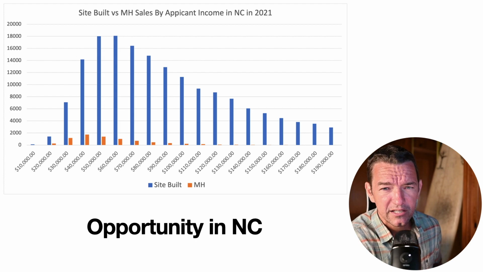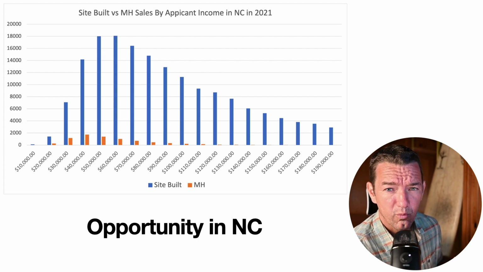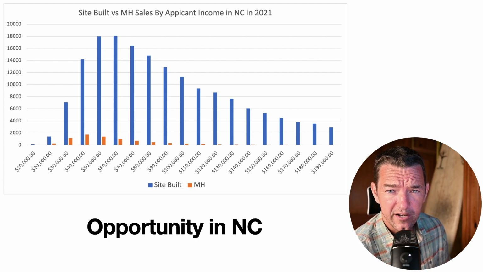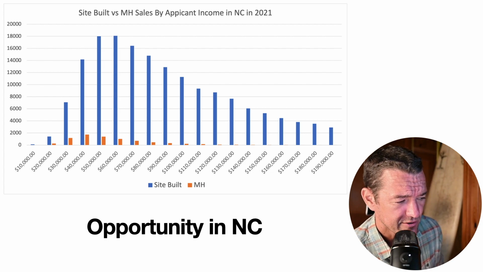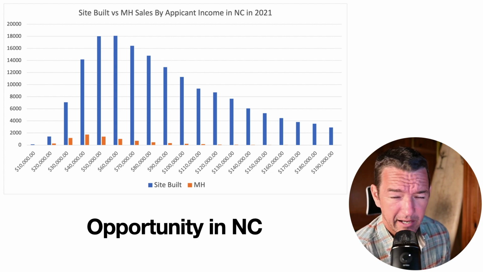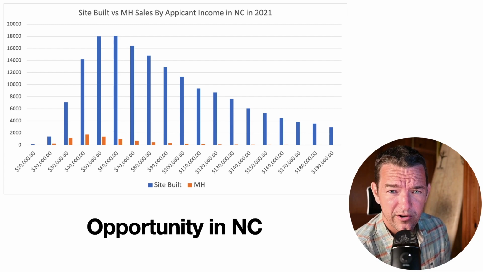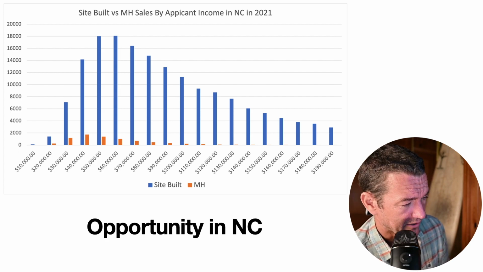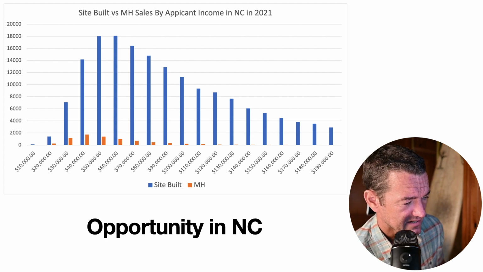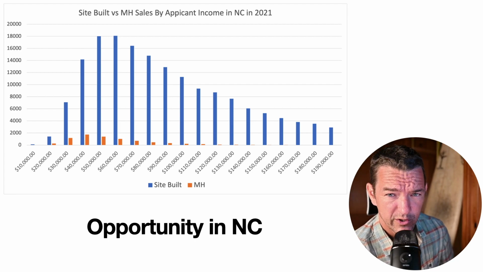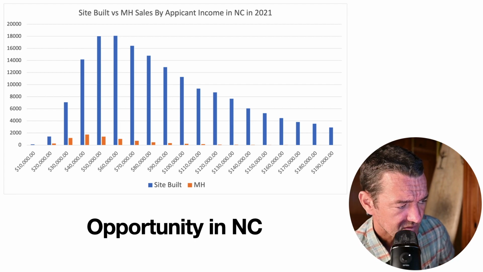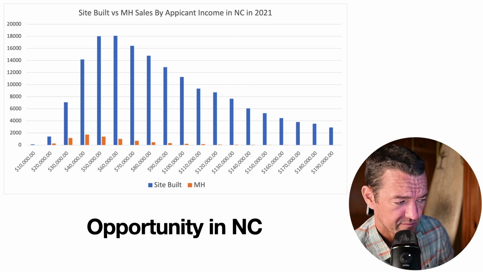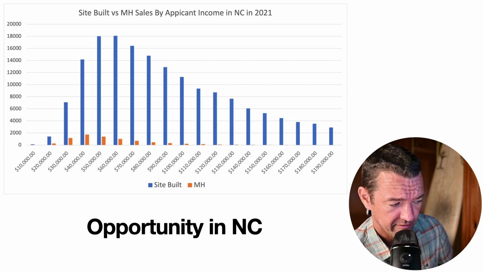So let's drill into that a little bit more. We're in North Carolina. I'm sitting in North Carolina right now. So let's talk about opportunity in this state. I know a lot of you are probably not in North Carolina, but when I look at analysis like that for other states, it all looks the same. So on this graph, another one of my graphs, what we've got is an analysis of home sales in 2021. The blue lines are site-built homes, and the orange lines are manufactured homes.